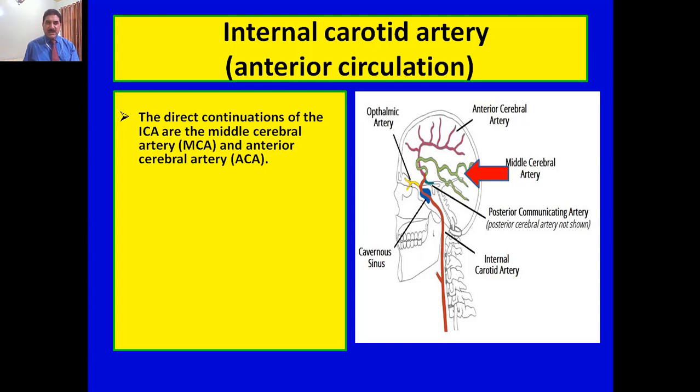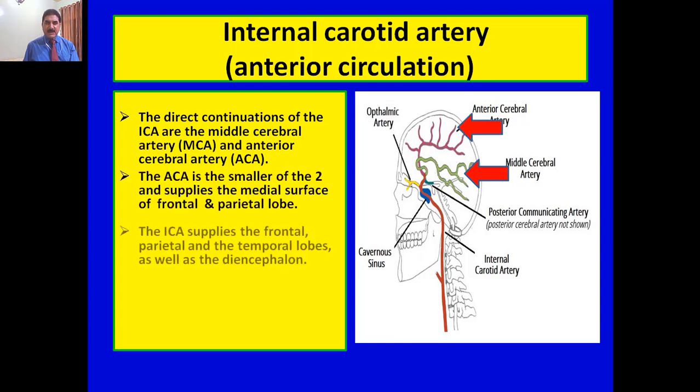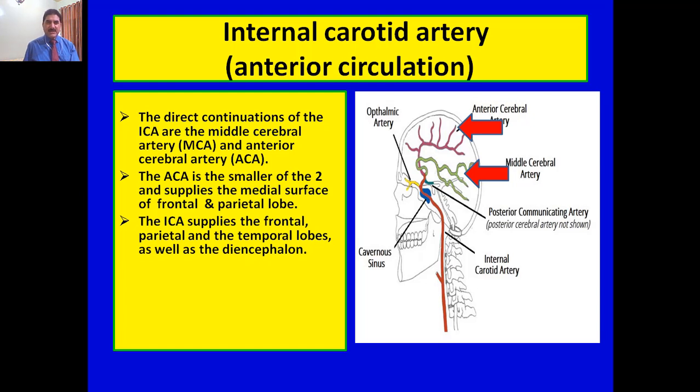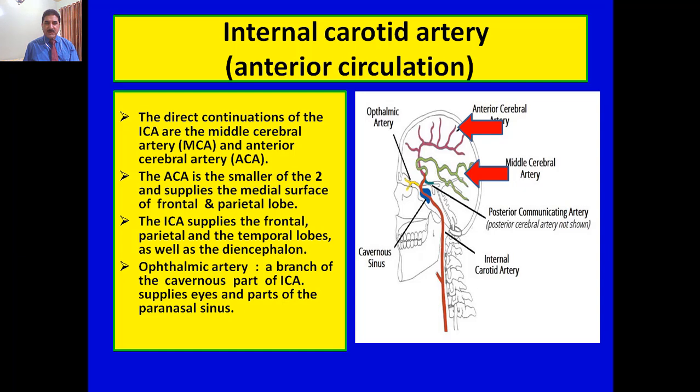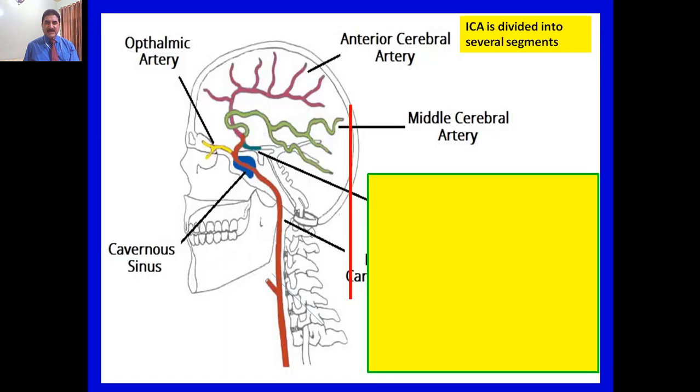Internal carotid artery, which forms the anterior circulation, gives terminal branches, the middle cerebral artery and anterior cerebral artery. The anterior cerebral artery is the smaller of the two and supplies medial surface of frontal and parietal lobes. The middle cerebral artery supplies frontal, parietal, and the temporal lobes, as well as diencephalon. Ophthalmic artery, a branch of cavernous part of internal carotid artery, supplies eyes and parts of paranasal sinuses.